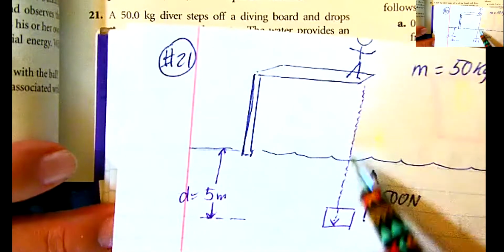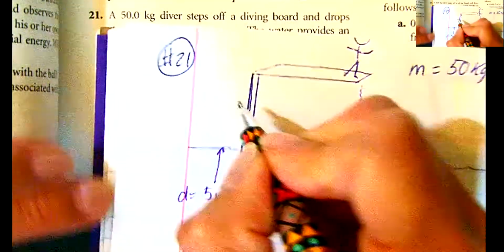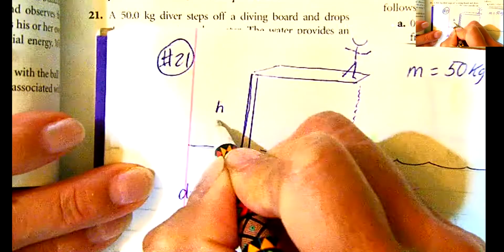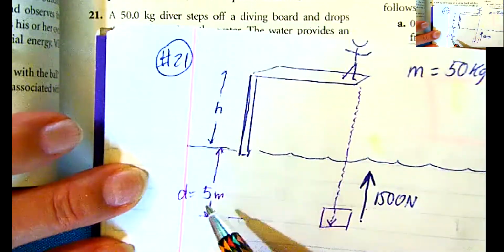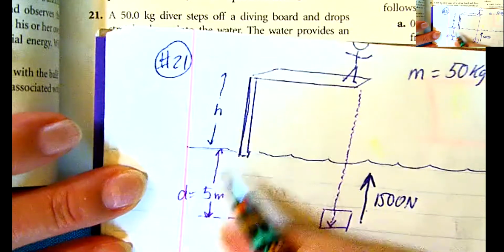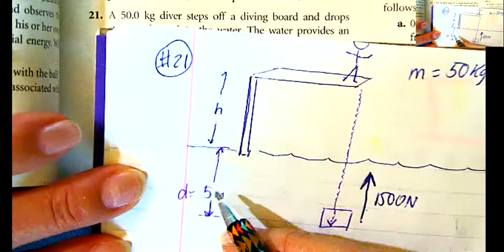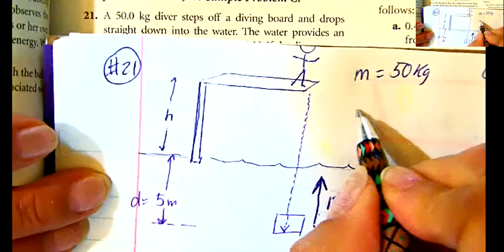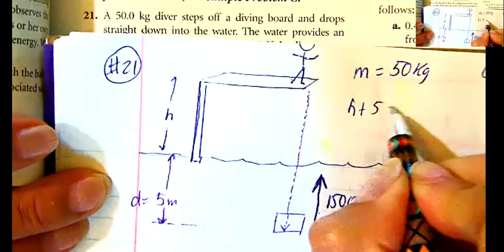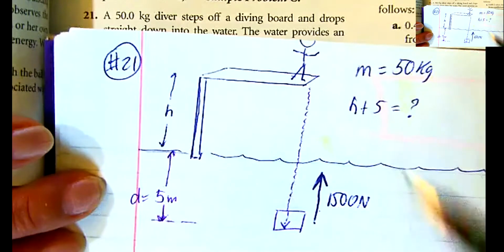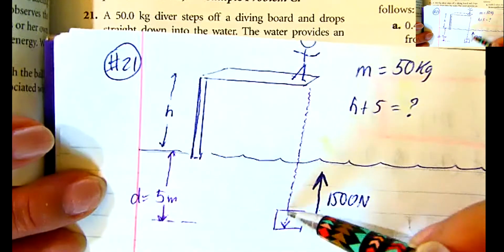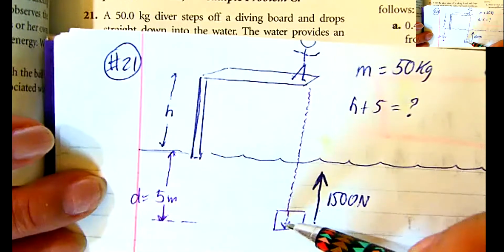We want to know this whole distance. If we call this H, from the level of the water to the level of the diving board, we want to know the depth D, which is 5 meters, plus H. That's what we want to know. So what's H plus 5 equal to? Once we figure that out, then we'll know what H is, and that'll be the total distance that he went.